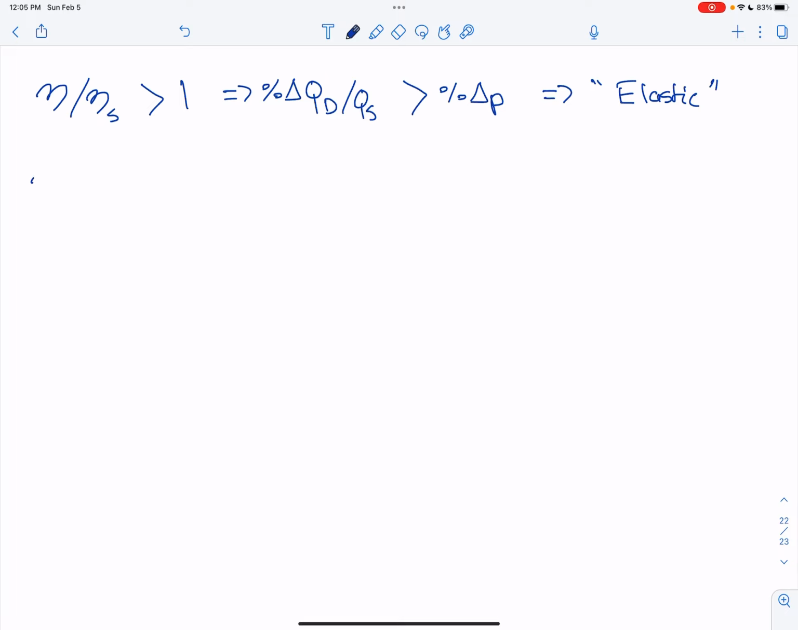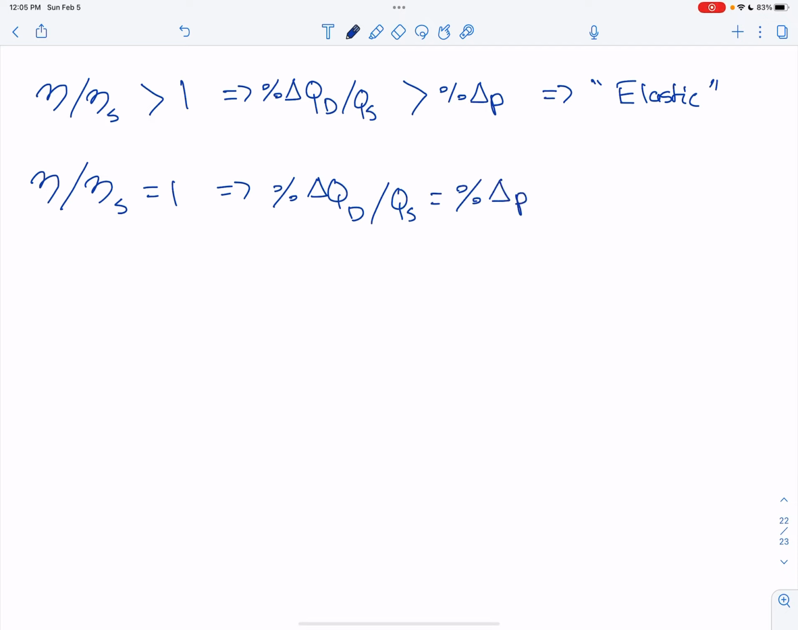Okay, if price elasticity of demand or supply is equal to 1, then this implies that our percentage change in quantity demanded or quantity supplied is exactly equal to our percentage change in price. So when price changes by 1%, our quantity demanded or supplied also changes by 1%. So the percentage change will always be the exact same. This is referred to as unit elastic.